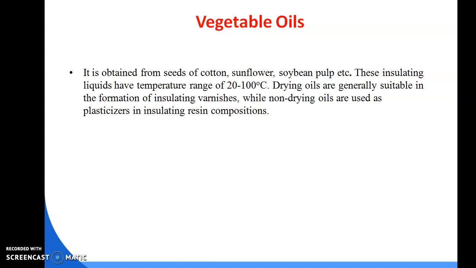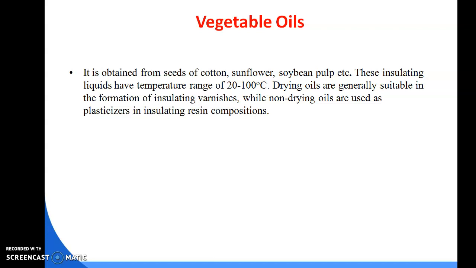Vegetable oil. We know that it is obtained from seeds of cotton, sunflower, soybean, etc. These insulating liquids have a temperature range of 20 to 100 degrees centigrade. Drying oils are generally suitable in the formation of insulating varnish, while non-drying oils are used as a plasticizer in insulating resin composition. Generally we use vegetable oil for our cooking purposes.